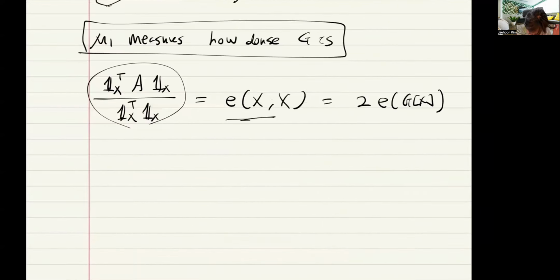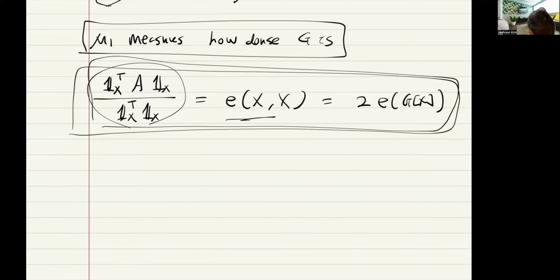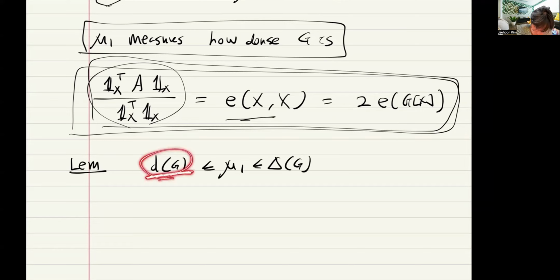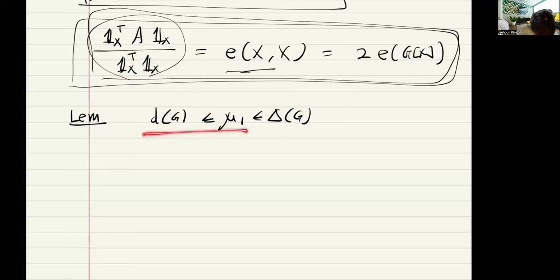From this Courant-Fischer theorem, this hints that you get the intuition that this mu1 is related to how big this is. In fact, we can actually prove that this mu1 is at least the average degree and at most the maximum degree. We have defined the average degree of G as the average of the degrees of the vertices, which is the same as twice the number of edges divided by n.